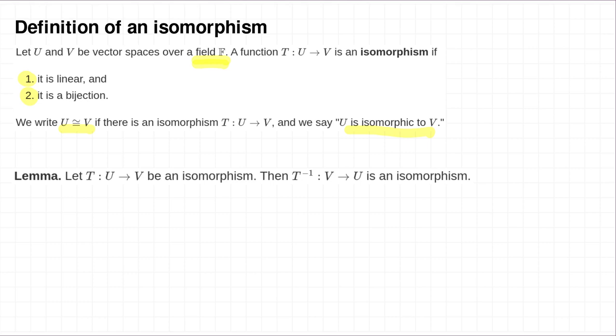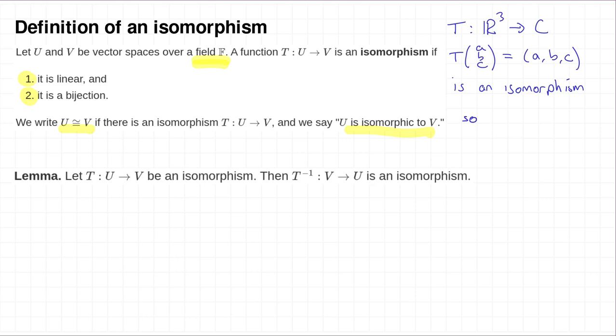So in the case of the two vector spaces we just saw, it's very easy to see an isomorphism between them. You could write down your function T from R cubed to C, just given by turning a column vector into a row vector in the obvious way. That is linear and a bijection, so it's an isomorphism. You can check really easily that those properties hold, linearity and being a bijection.